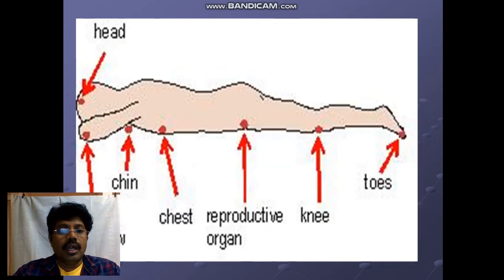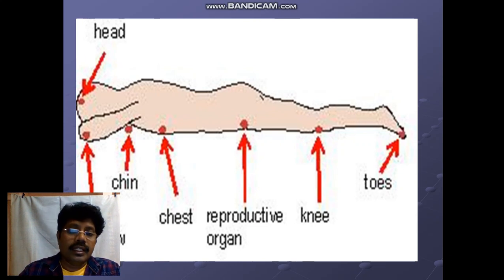This is actually a prone position. If you keep the patient in the prone position for a long time, the patient's elbow may have ulcer, and the chin, chest, especially the reproductive organs, the knee joint, and toes are the common places to get the ulcer.